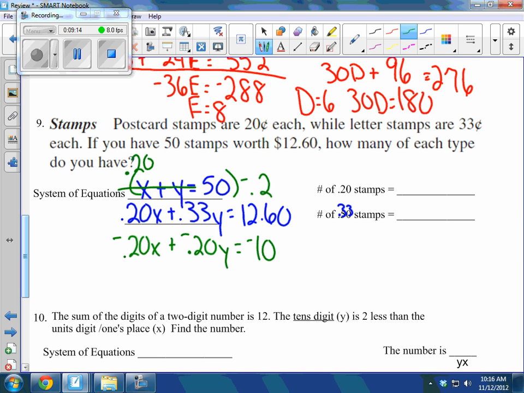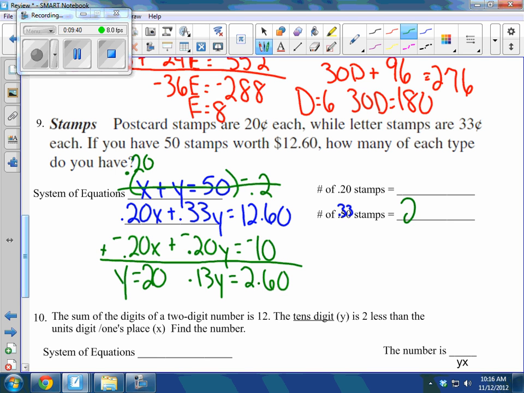So I'm going to draw a line through the top one, don't need it. And I'm going to add up my x's, they go away. My y's add up to 0.13y. And my money at the end is 2.60, my decimal, my constant. And when I'm done dividing by the 0.13, y ends up being 20. And y was the number of the 33-cent stamps. So y is going to be 20.